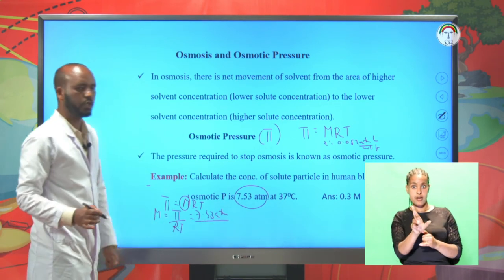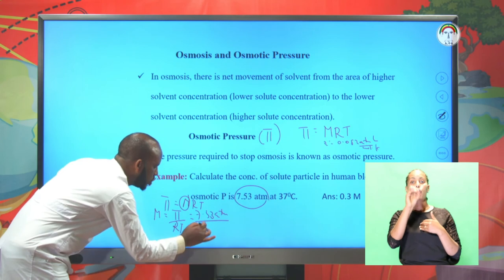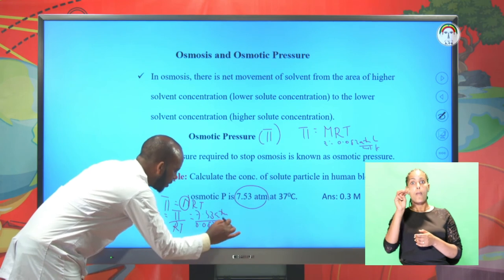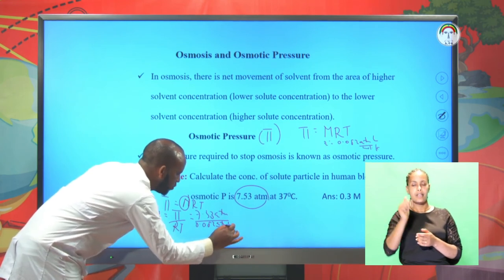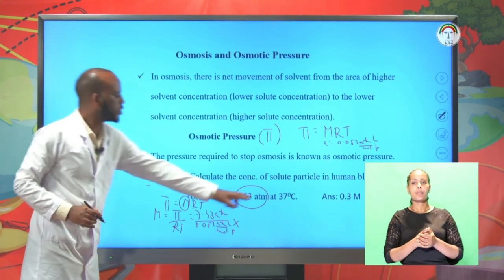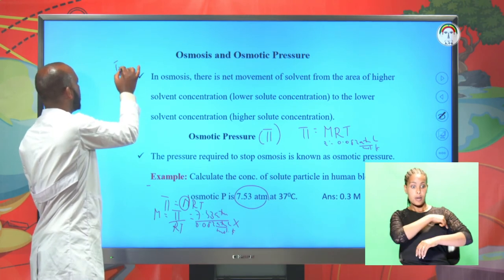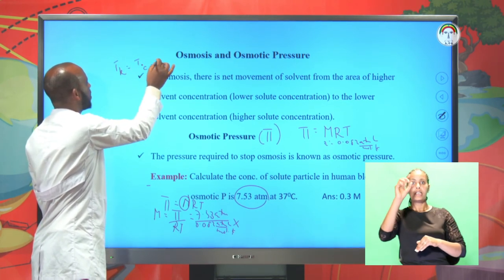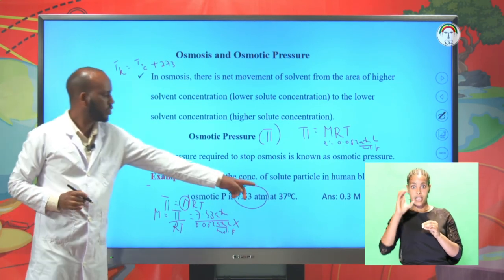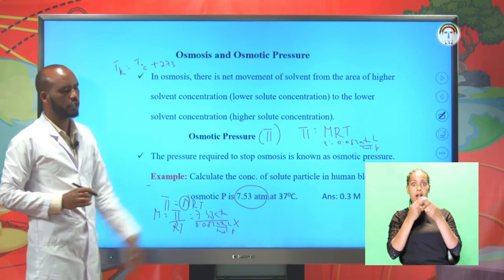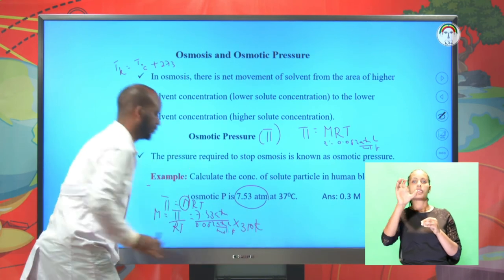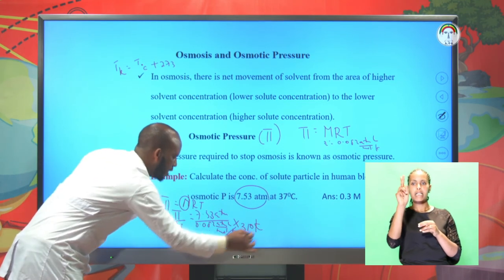divided by R, universal gas constant having value 0.082 atmosphere liter per mole Kelvin, times temperature in Kelvin. 37 degrees centigrade. Temperature in Kelvin equals temperature in degree centigrade plus 273. Degree centigrade is 37. 37 plus 273 is 310 Kelvin. Kelvin will be cancelled by Kelvin.